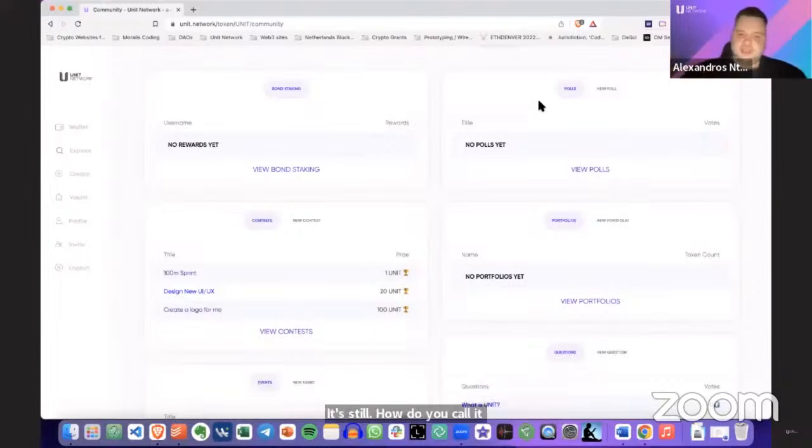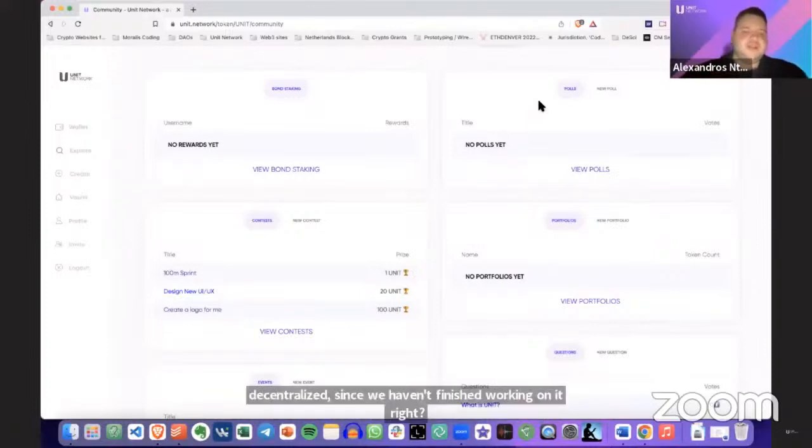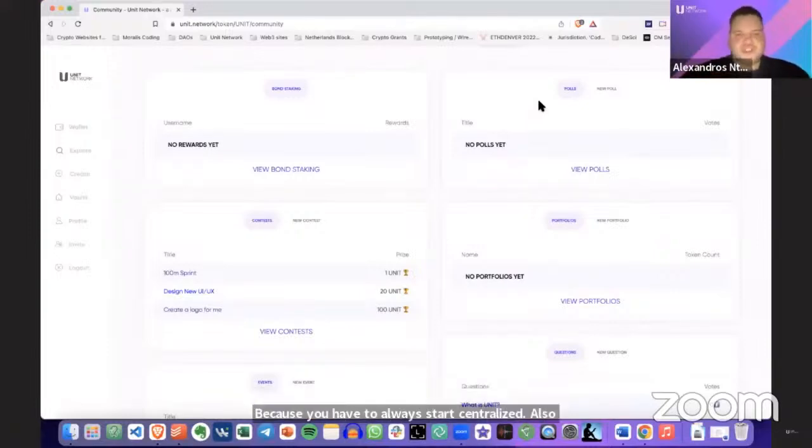It's still not 100% decentralized, since we haven't finished working on it, right? Because you have to always start centralized. Also, Satoshi started centralized because someone has to start working on the business. And once it's ready, like Bitcoin was, then you throw it out and see if people would be interested in something like Bitcoin or Unit, of course, right?